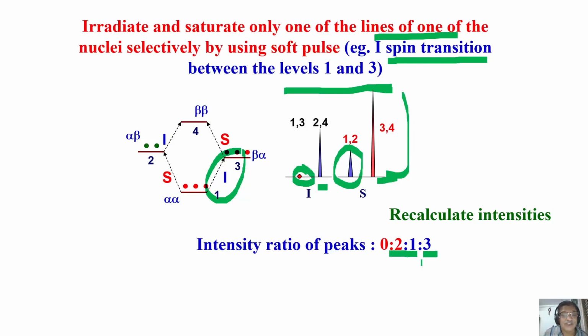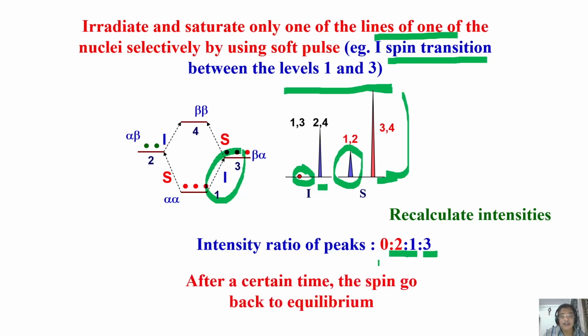Fantastic. When I recalculate the intensities, I find now the population distribution is such that when I saturate I spin, it is affecting S spin also. Now there is 0, 2, 1 and 3. So fantastic. Now this is what happens.